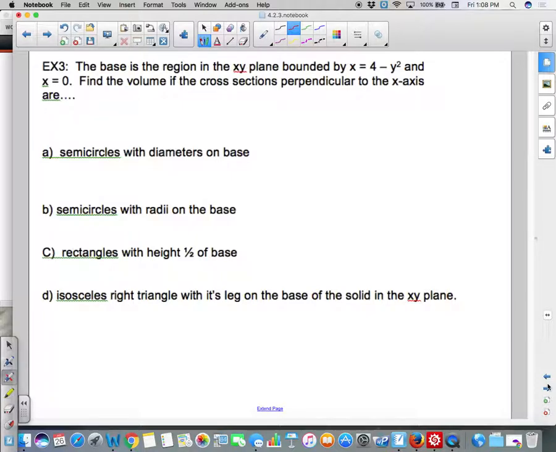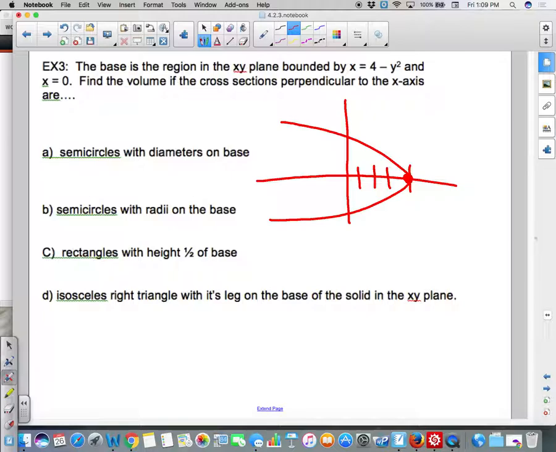Okay, so let's try another one. It says the base is the region in the xy plane bounded by x equals 4 minus y squared. Do you know what that looks like? Hopefully, it's a parabola. It's kind of sideways though. When y is 0, x is 4. Because y is negative, it's going backwards, right? I can label some other points. When y is 2, x is 0, so that's 2, and that's 2.